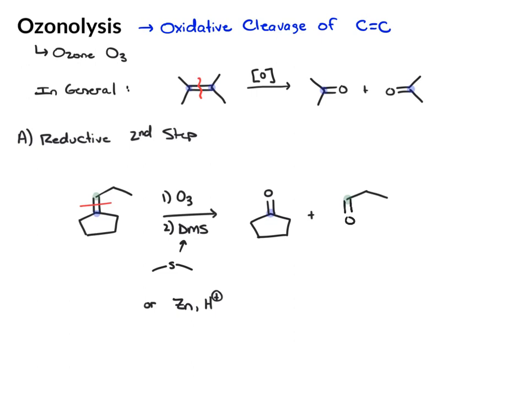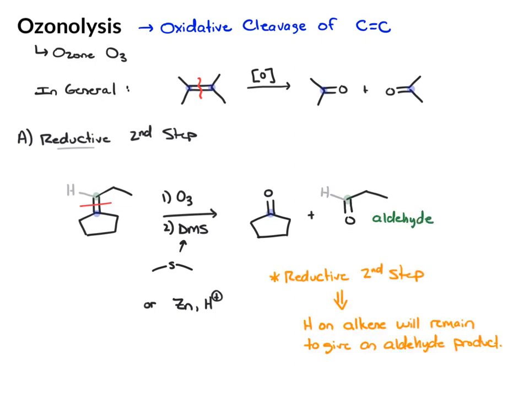So with this reductive second step, none of the atoms change. We're just cleaving across the double bond and adding a double bond O in the products. Specifically, on this carbon in green, there's a hydrogen here that was implied, and that hydrogen is still present. And that's really important in this reductive second step. If your second step is reductive, the hydrogen on an alkene remains, and you end up with an aldehyde product. So in a sense, there's really no major changes to the structure other than breaking the two carbons apart.